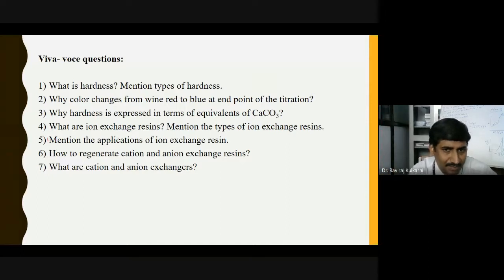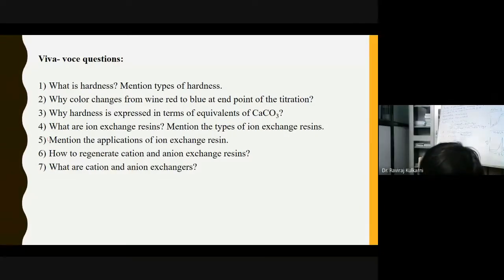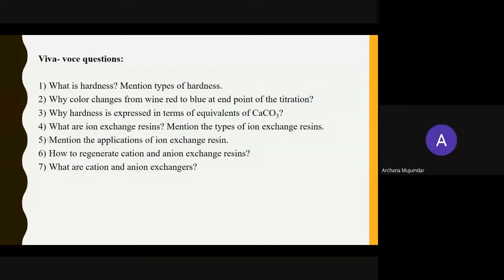Why hardness is expressed in terms of equivalence of calcium carbonate? Calcium carbonate is most insoluble in water, and its molecular weight is 100. Calculation becomes easier.